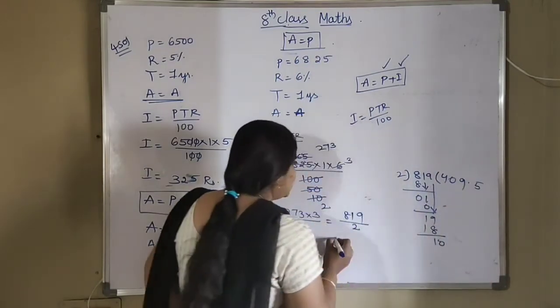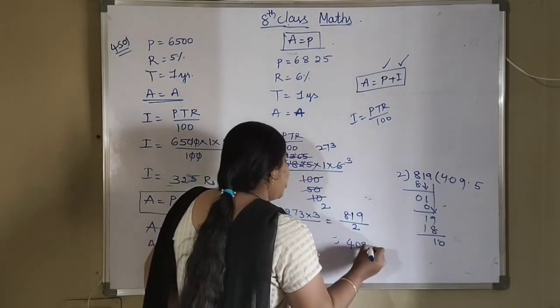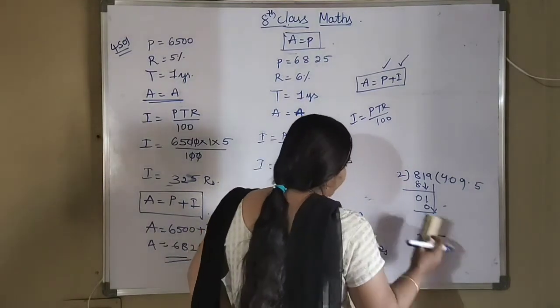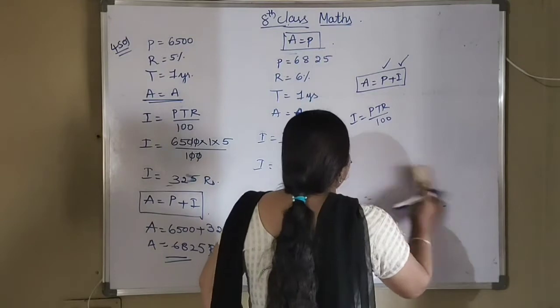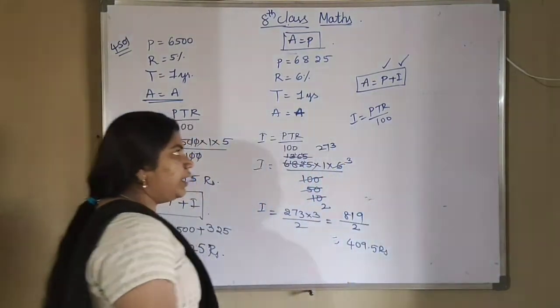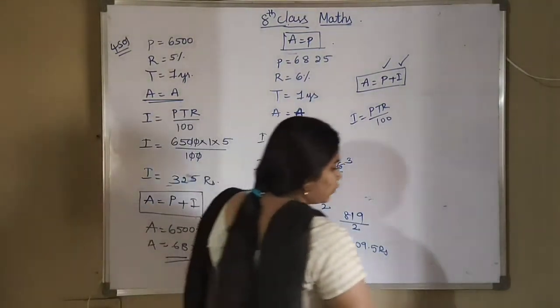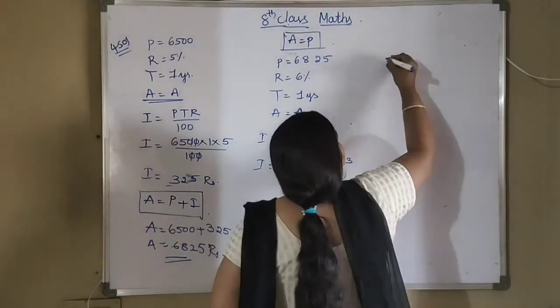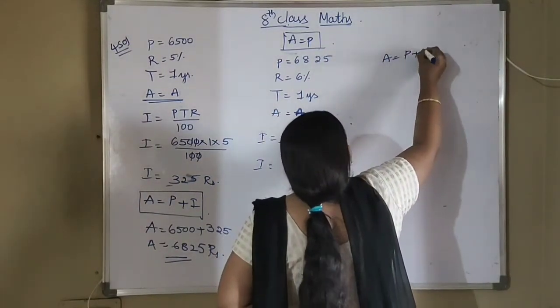So you got it as 409.5 rupees. So the interest value you got is just 409.5 rupees. Okay, now what do we have to find? We have to find the amount value. By using which formula? We will find the amount, that is A is equals to P plus I.